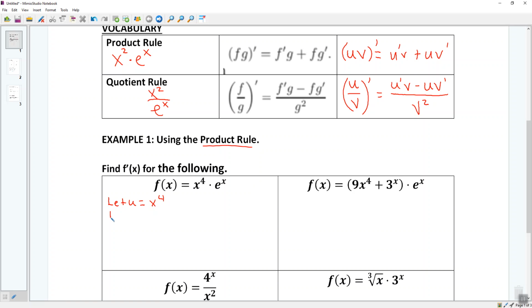Okay, what do you think we're going to let v equal then? E to the x. Okay, so then I can figure out what u prime is. Let's see, x to the fourth, is that a power or an exponential? That's a power, so what's the derivative of x to the fourth going to equal? 4x to the third.